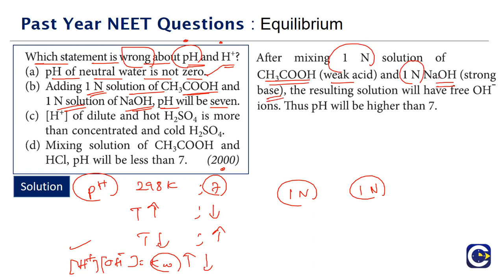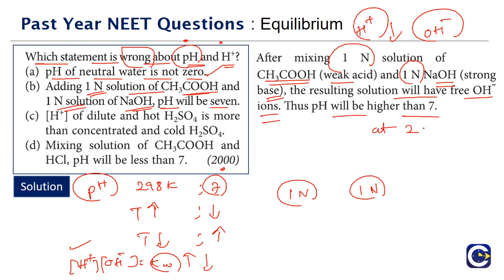So one normal NaOH is going to give us what exactly? If you take 1 liter of solution, it will be giving us 1 mole of OH minus. But acetic acid being a weak acid, it will not be able to give the same amount of H+. The H+ will be lesser. So as a result, in the solution we will be having more OH minus. More OH minus means this is a basic solution, and pH will be more than 7. So at room temperature conditions, or 298 Kelvin, for basic solutions pH will be more than 7. So when they say pH is 7, this is not going to be possible. So the wrong statement is option B.